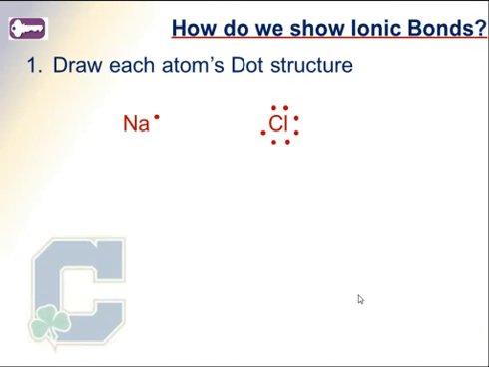Okay. So let's talk about how we're going to draw these, how I'm actually going to be checking to see if you kind of know what you're doing. This is going to be our first assignment here. For ionic bonds, there's 3 steps, and the first 2 actually are kind of combined.